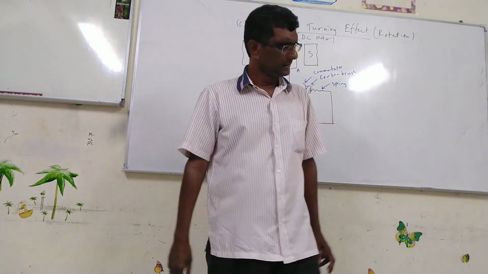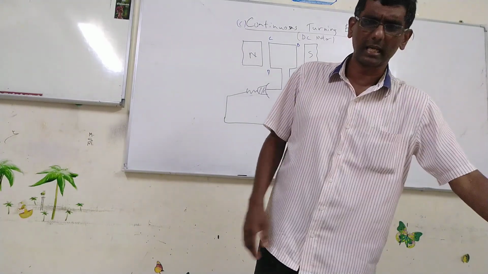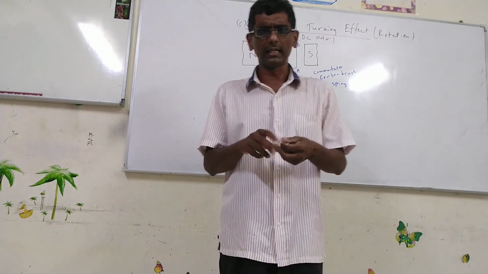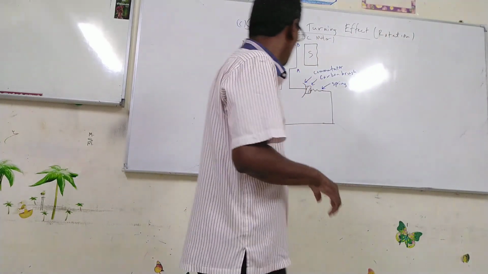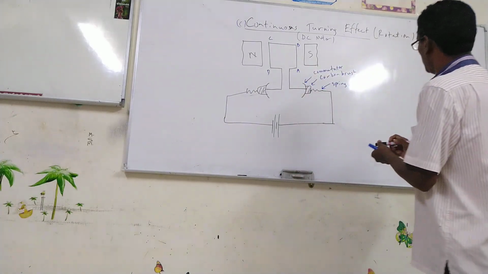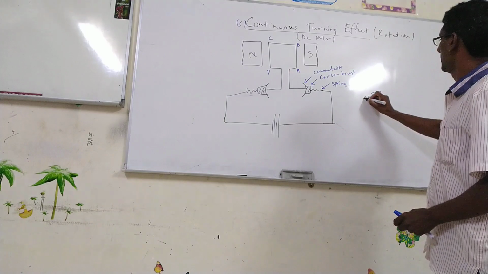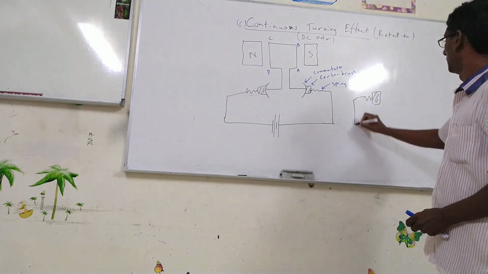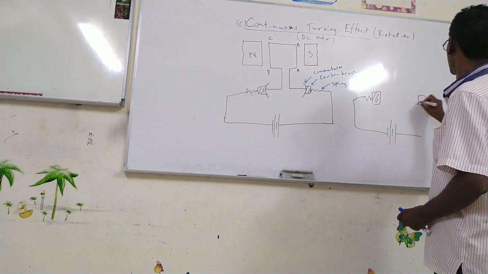But you must understand the commutator and the carbon brush. The carbon brush is this. Okay, this is the carbon brush, with a spring, and the battery. This.